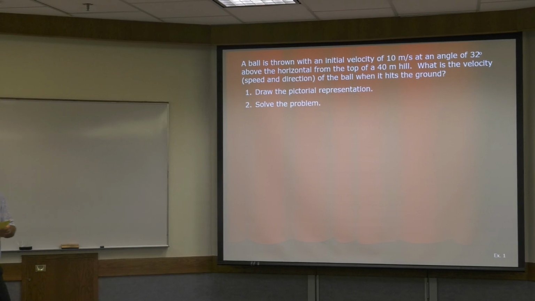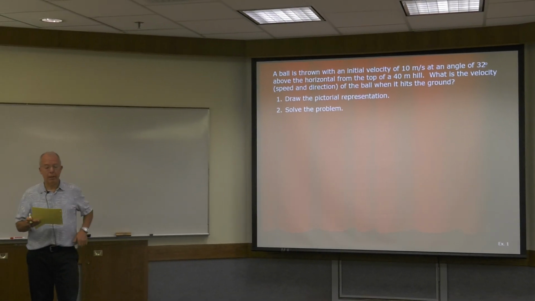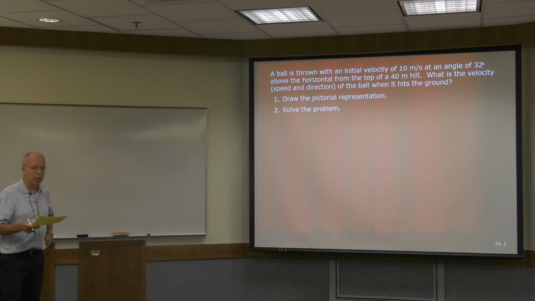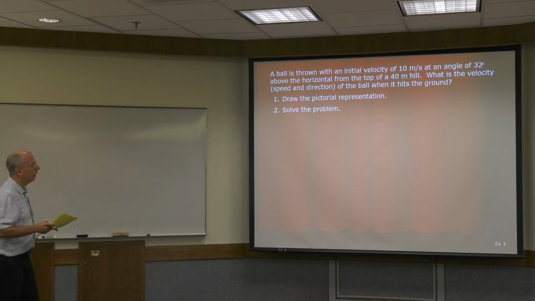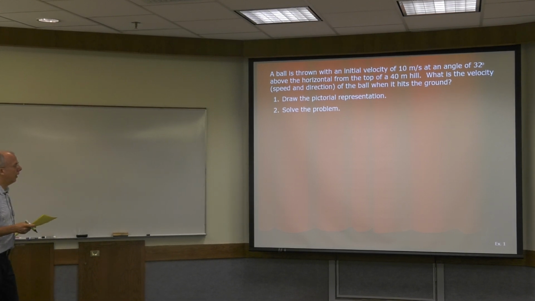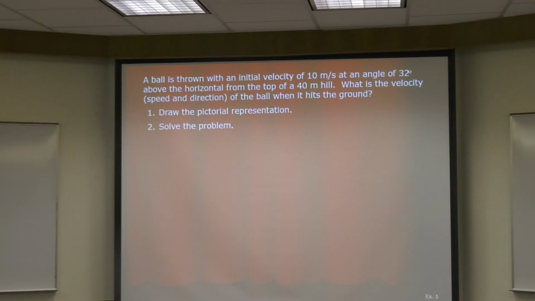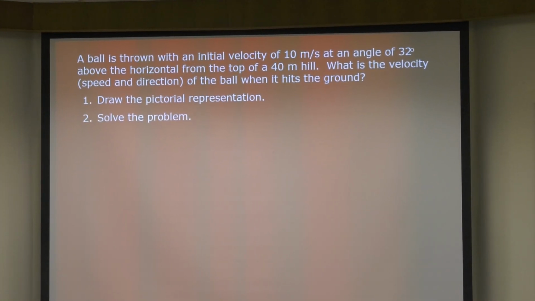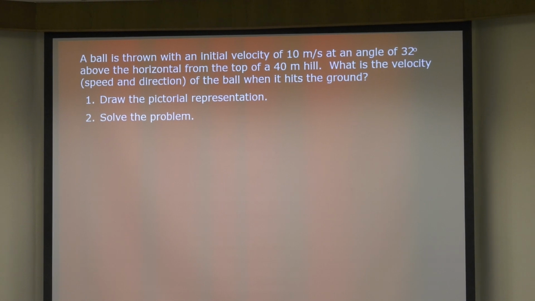All right, welcome back. This is still Chapter 3. We're going to do some two-dimensional kinematics problems. So here we go. A ball is thrown with an initial velocity of 10 meters per second at some angle above the horizontal on the top of a hill. What's the velocity of the ball when it hits the ground?